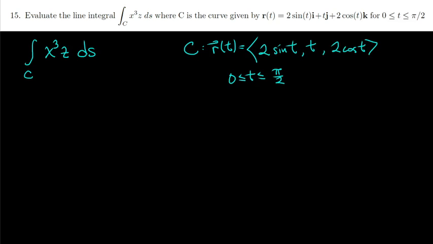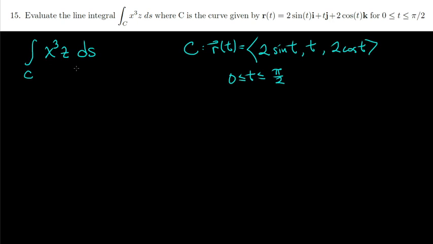All right, picking up where we left off, this is number 15. We want to evaluate the line integral of x cubed z ds, where C is the curve given, again, parametrically: 2 sine t i plus t j plus 2 cosine t k for t between 0 and pi over 2. This might be a little different than the usual line integrals, because it's usually some vector field dot dr, right? But this is a scalar field ds.